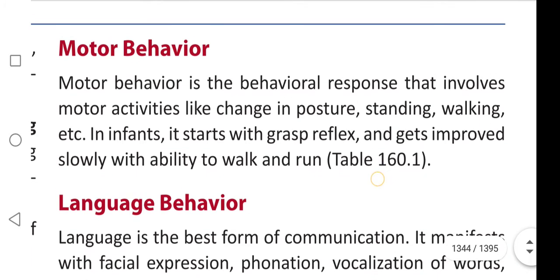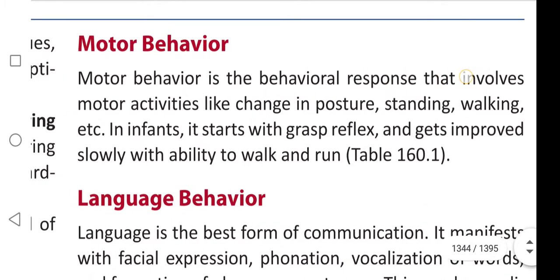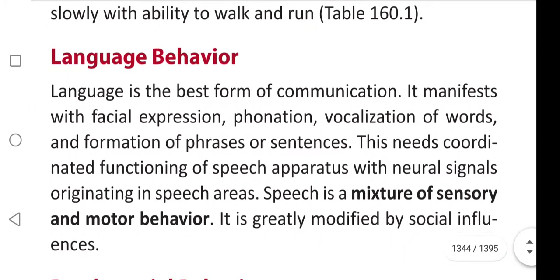Motor behavior is a behavioral response that involves the motor activities, that means doing something, that is the change in posture, standing, walking, etc. It may be in infancy, like grasping of the fingers of their mother and something like that. It is a behavioral response that involves the motor activities.